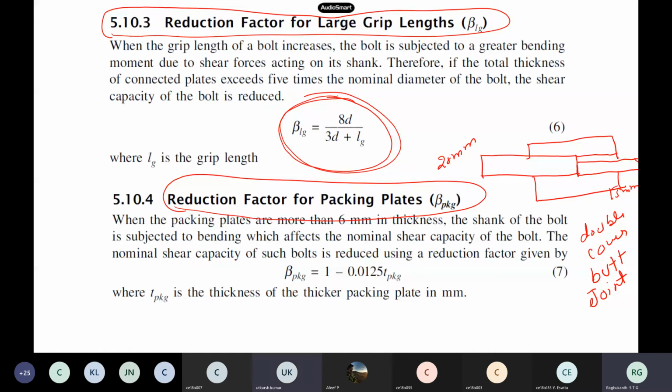See, I have to connect two plates. One plate is 20 mm, another plate is 15 mm thick, and I want to go for a double cover butt joint. Because the thicknesses are not uniform, I am short of a 5 mm thickness here. So what do we do in practice? This portion we fill up with another plate, which we call a packing plate. So this is just a packing kind of a thing.